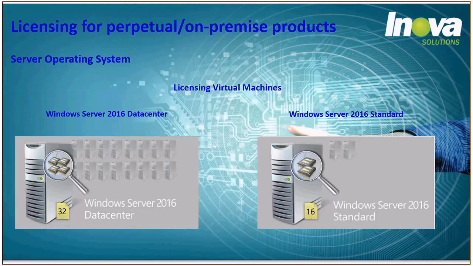So with Windows Server 2016 Data Center, the server must be fully licensed with core licenses, as I described before. And once that server is licensed with the data center version, then you have unlimited availability of running virtual machines. You can run an unlimited number of virtual machines on that data center server. But keep in mind that that server must be fully licensed with core licenses.